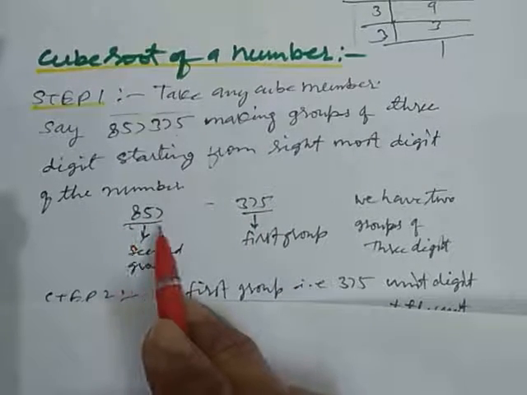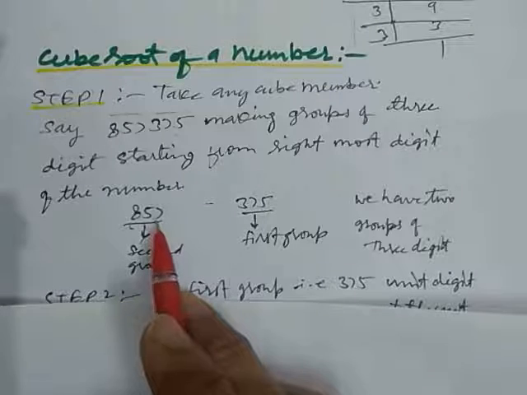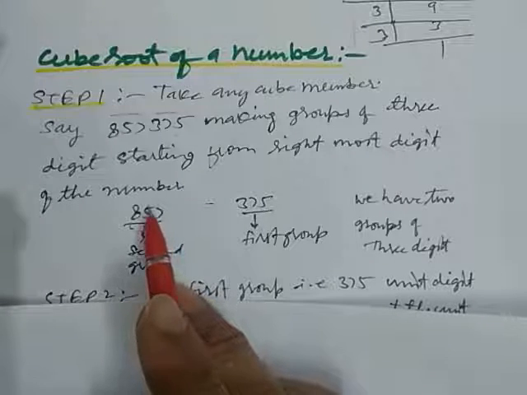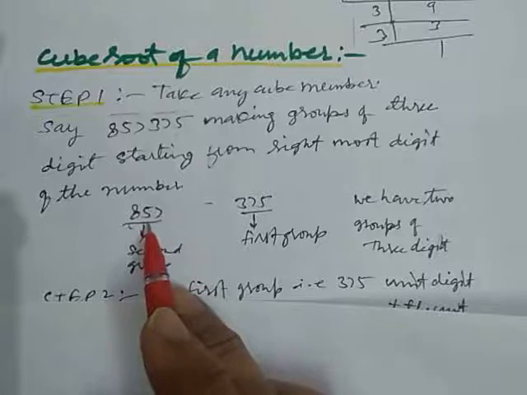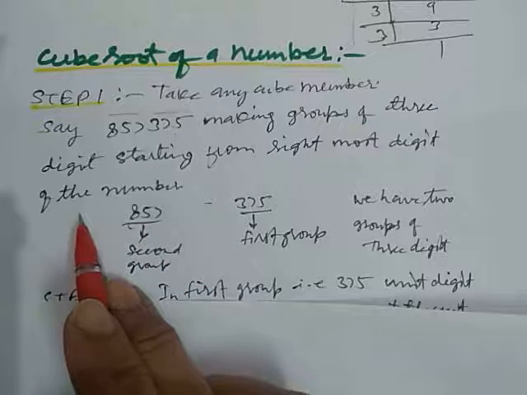But the starting group must be of 3 digits. The rest, if they are 3 or less than 3, go in the second group. If there are more than 3, then we make one more group.